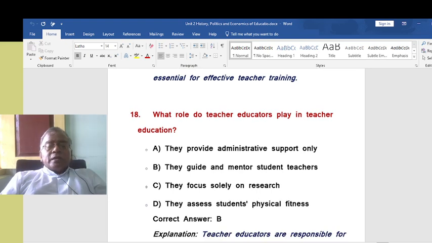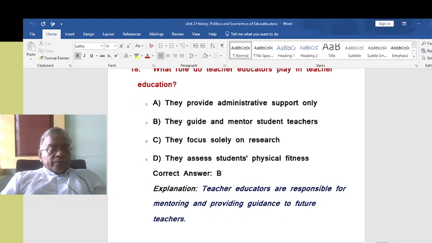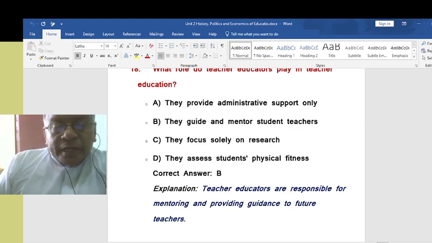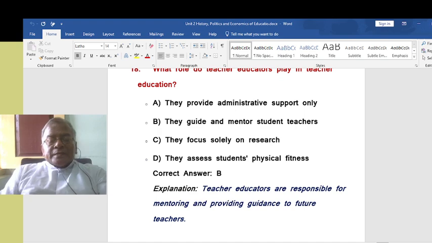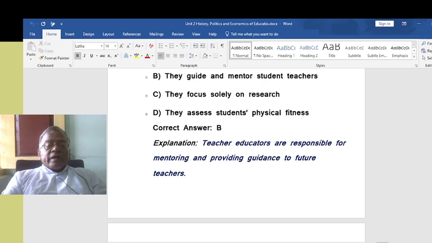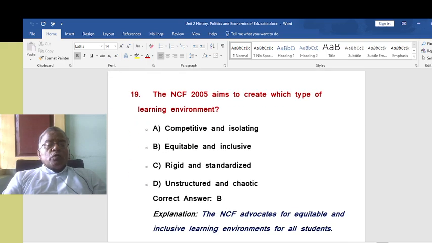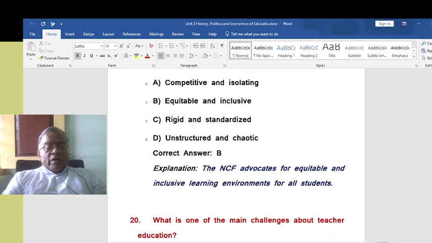What role do teacher educators play in teacher education? Teacher educators are responsible for mentoring and providing guidance to future teachers. The NCF 2005 aims to create which type of learning environment? Equitable and inclusive environment. The NCF advocates for an equitable and inclusive learning environment for all students.